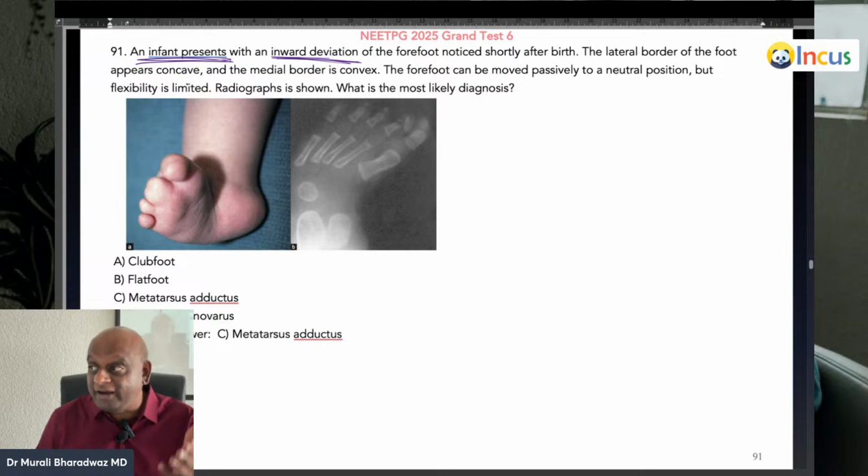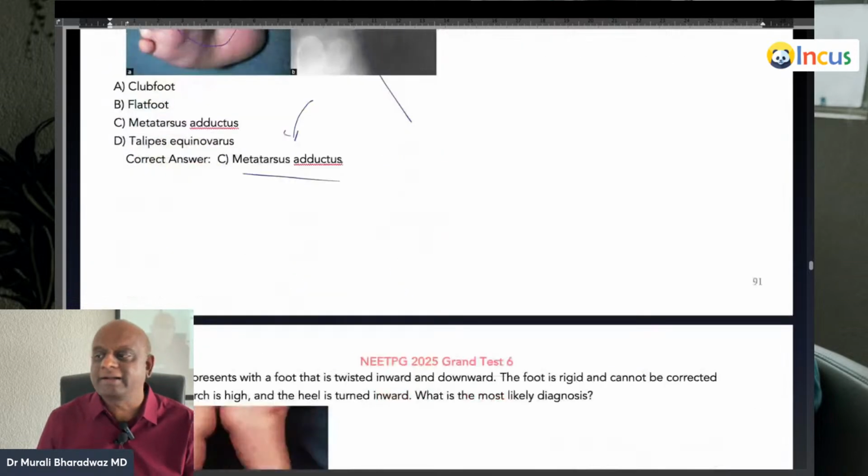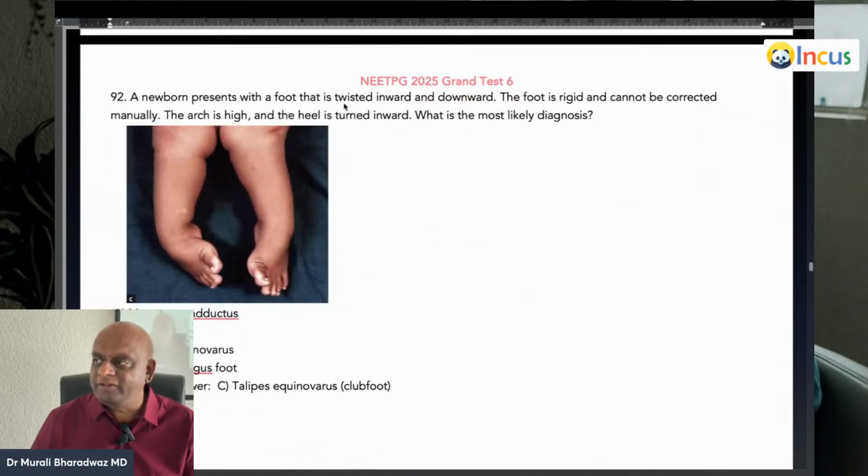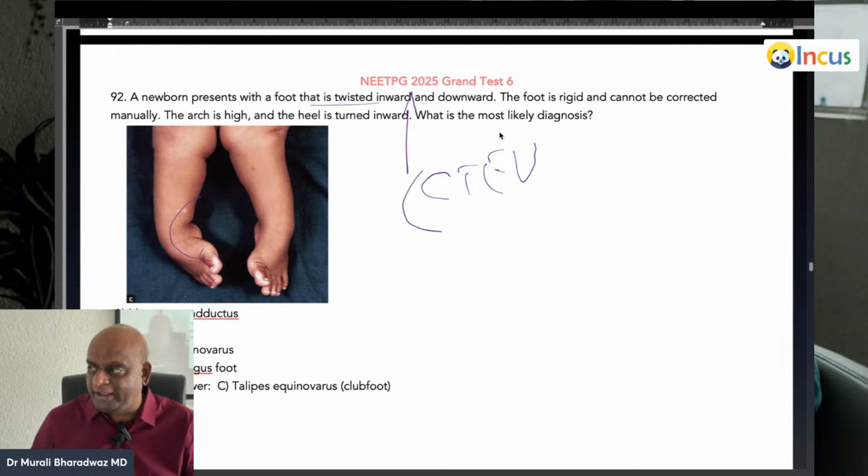Infant presents with inward deflection of the forefoot shortly after birth. So this is called metatarsus adductus. A newborn presented with the foot twisted inward and downward. So this is Talipes equinovarus. Once more, we have to read thoroughly the topic of congenital Talipes equinovarus.